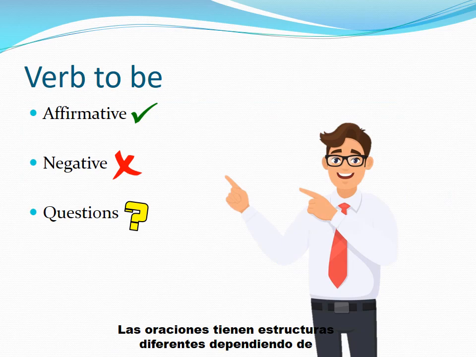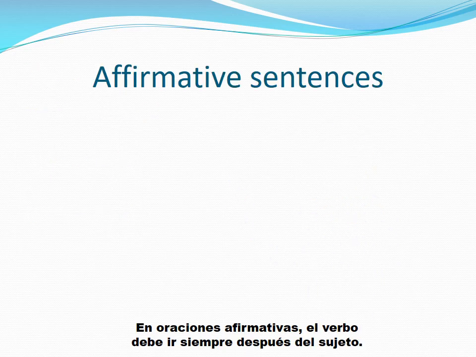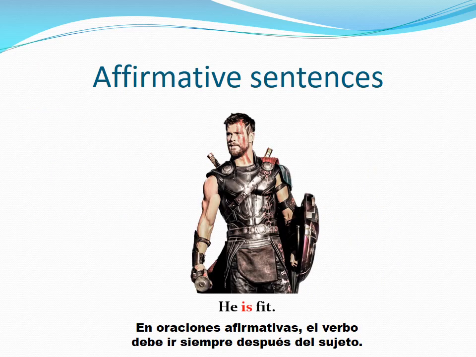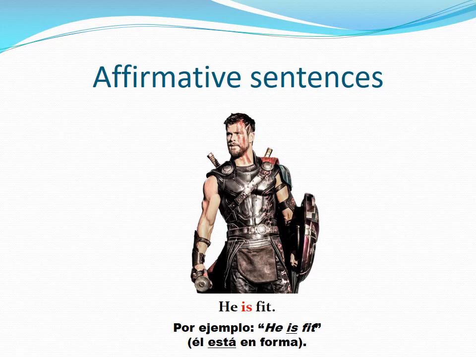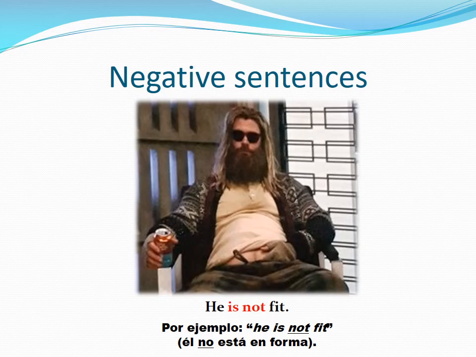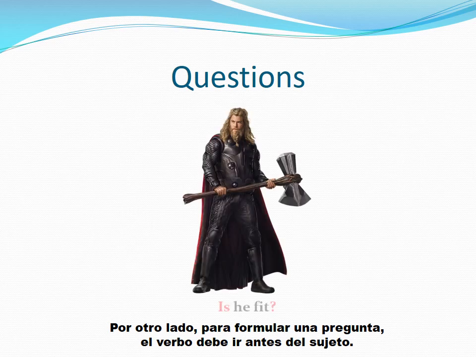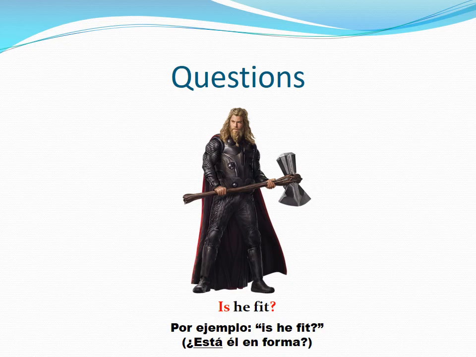Sentences have different structures depending on whether they're affirmative, negative, or if they're questions. In affirmative sentences, the verb to be must always come after the subject. For example, he is fit. Negative sentences are simply formed by adding not after the verb. For example, he is not fit. On the other hand, in order to formulate a question, the verb must come before the subject. For example, is he fit?